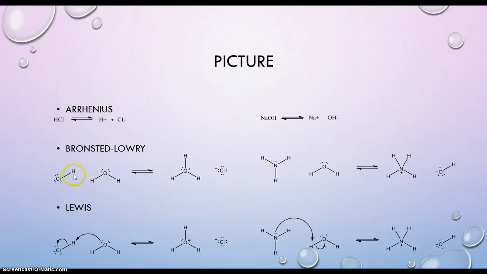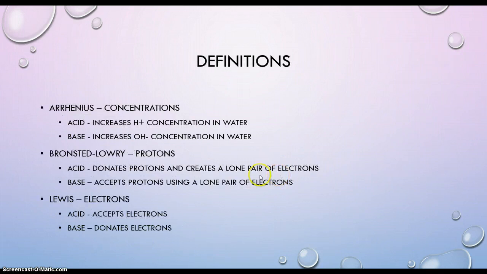The thing donating the proton is the acid and the thing accepting the proton is the base. Here your base is ammonia and your acid is water. So the water is donating a hydrogen to the base of ammonia. And that includes most of it, but what if something is not in water?